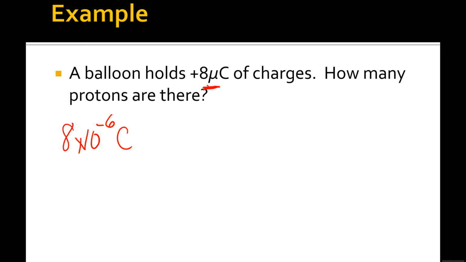8 divided by 1.6 is 5? Okay. All right, so if I were to solve this, I would say that I want to figure out how many charges this is equal to. But I know that, is it 1.6? No, I got my numbers wrong. I know that 1 coulomb is equal to how many charges?